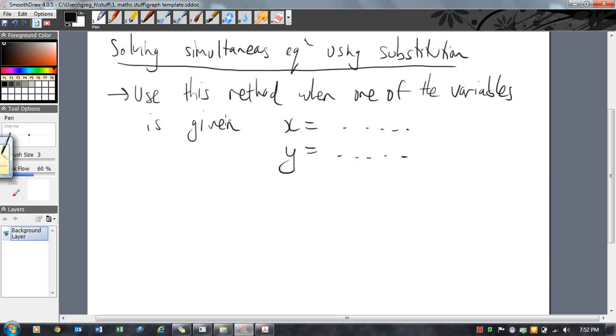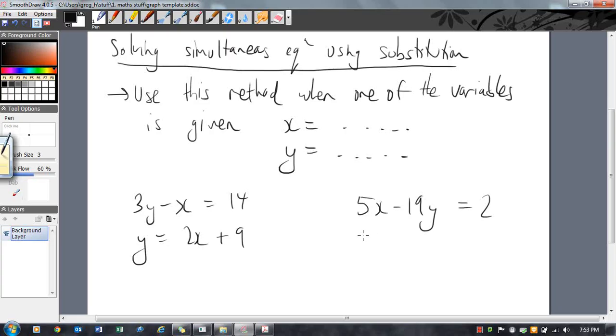I'll just give you an example. If you've got 3y minus x is equal to 14 and y equals 2x plus 9, if that's your simultaneous equation, I'll show you what I mean by otherwise. 5x minus 19y equals 2, or x plus 14 equals y something. Looking at these two, which of these two do you reckon you'd use substitution for?